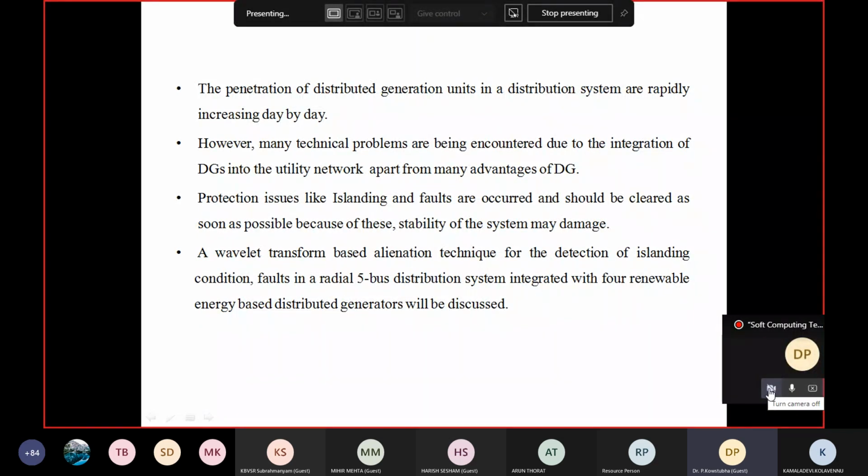However, many technical problems are being encountered due to the integration of DG into the utility network, apart from the many advantages of DG. Protection issues like islanding and faults occur and should be cleared as soon as possible because the stability of the system may be damaged. A wavelet transform based technique for the detection of islanding condition and faults in a radial distribution system integrated with renewable energy, especially wind farm based distributed generators, will be discussed here.